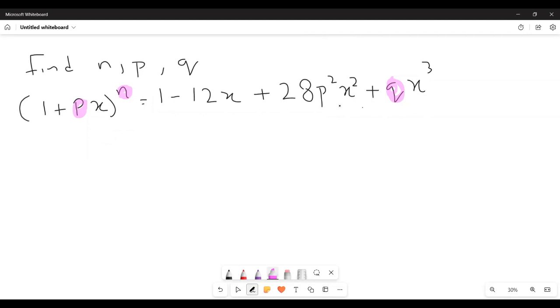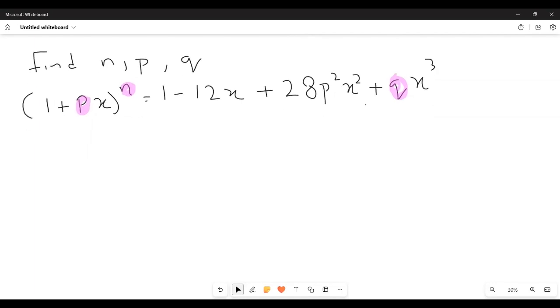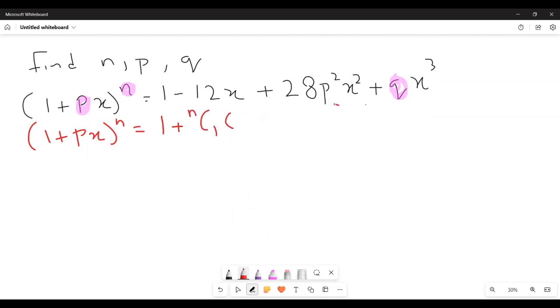Okay, so how do we do this? We expand this using binomial expansion, (1 + px)^n. The first term is 1 power n, which is just 1. The second term will be plus nC1. The first term is 1, so we can just ignore it. 1 power n minus 1 is still 1. Whatever the power, 1 always stays 1. And then (px) power 1. This should be equal to minus 12x.